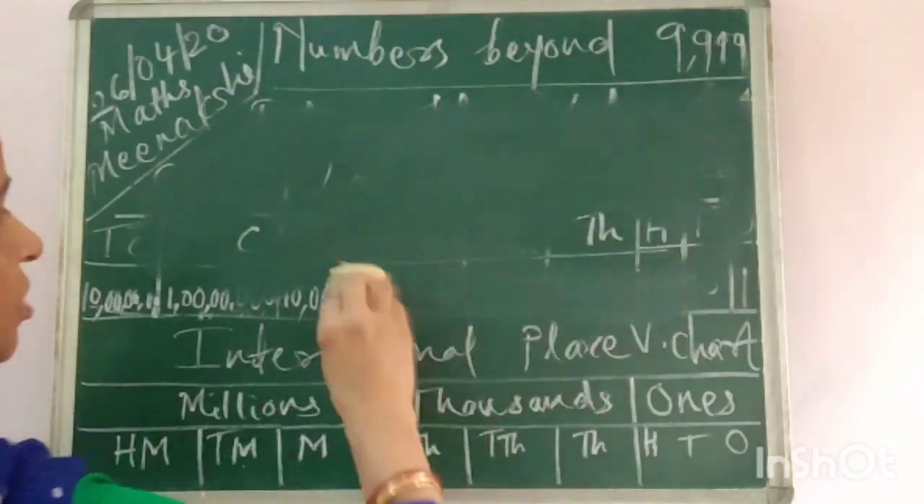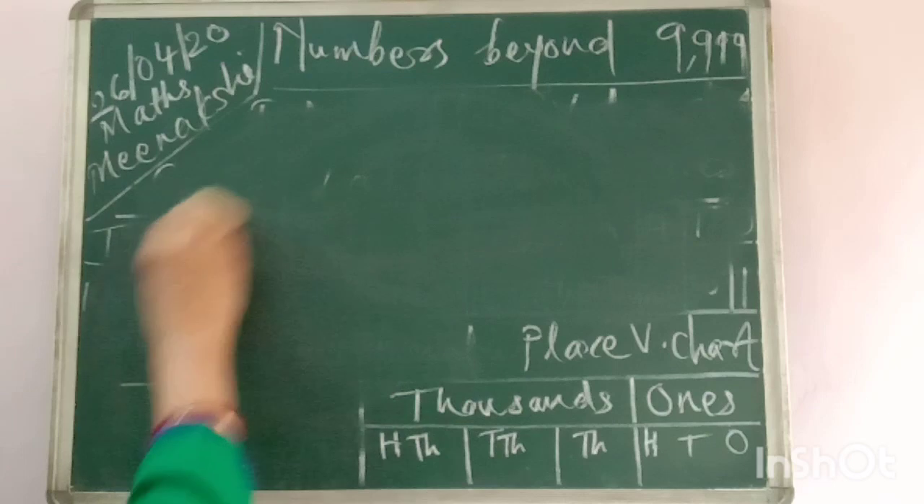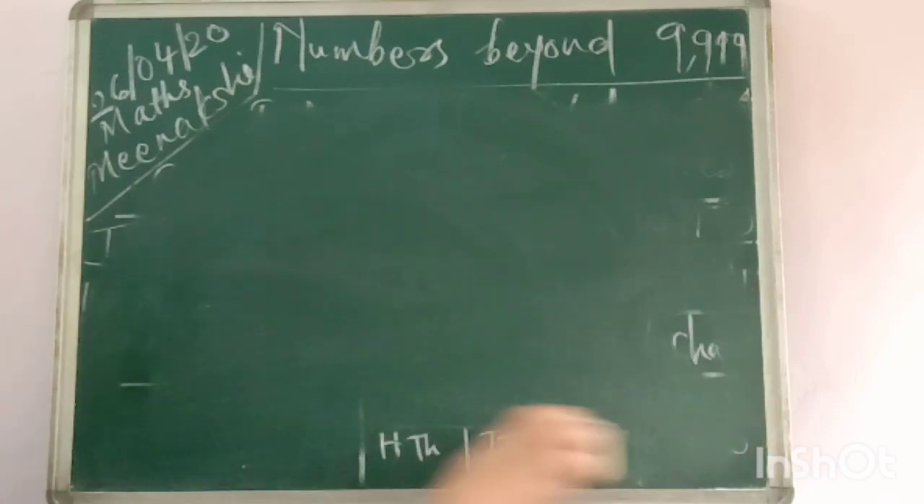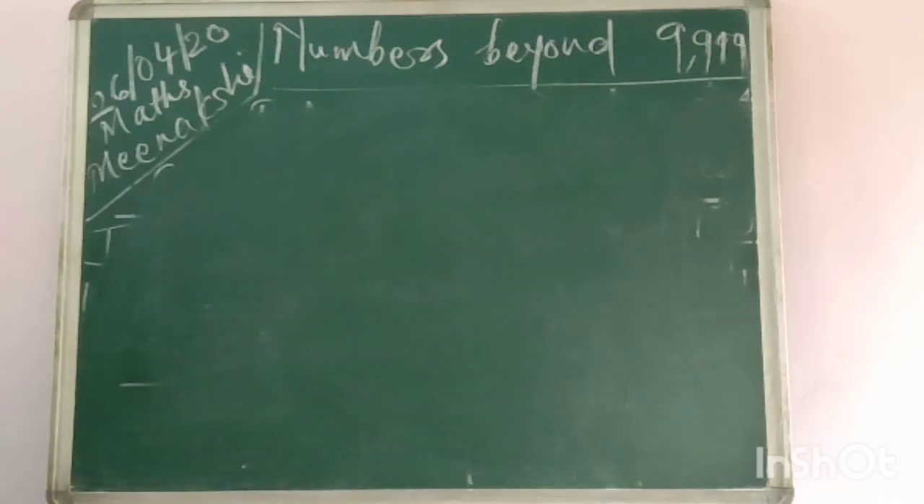So children, by using this place value chart, you will be able to write number names for large numbers, isn't it? By inserting commas. When you insert the commas, what you do exactly? You are writing periods for that, you are inserting the periods.